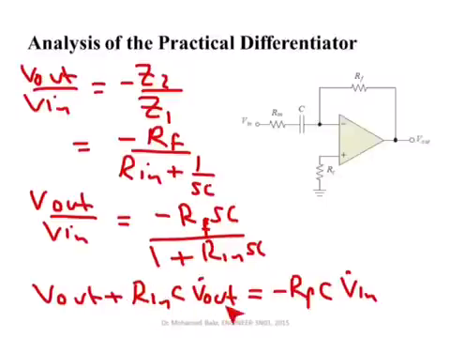In order to guarantee that this error term does not interfere with the operation of the circuit, we select Rn to be small enough. So this term is extremely small relative to this term, and then we can cancel out this term. We put Rn here just to eliminate the high frequency noise, but we select its value to be very small relative to this term here, so that it does not affect the differentiation functionality of this op-amp. So effectively, V out is equal to minus RFC V in.